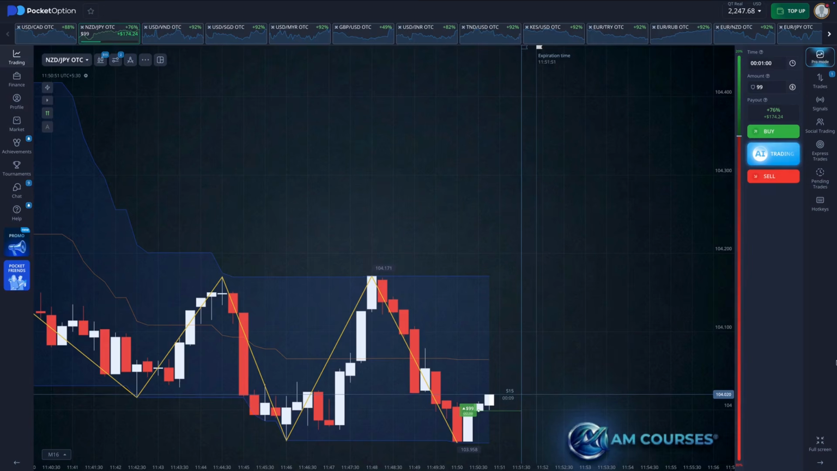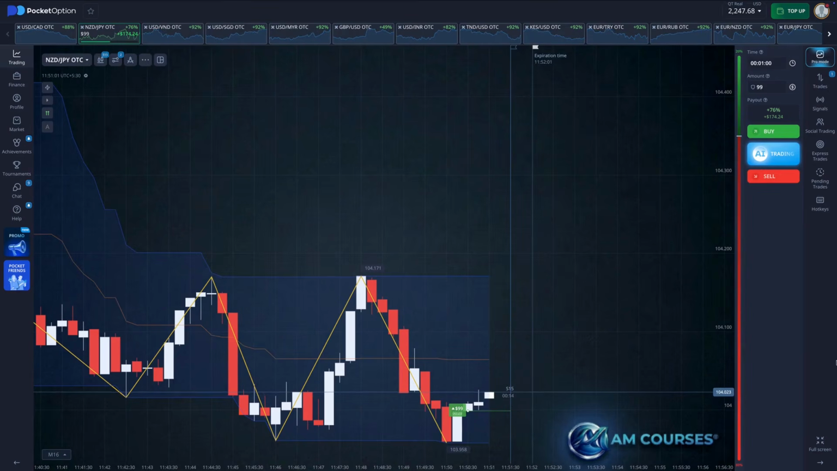Now here's the part I promised you at the start. The condition that can break this strategy. This setup is built for ranging, choppy, zigzag-style markets, where price bounces between a top and bottom boundary. That's exactly the environment where ZigZag and Donchian Channel shine together on this 15-second time frame.